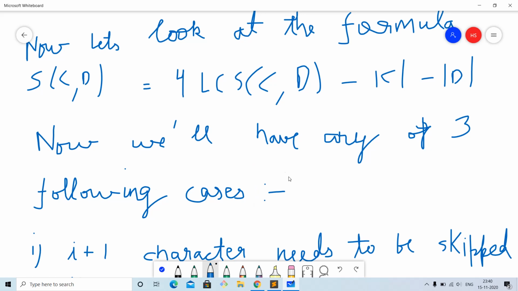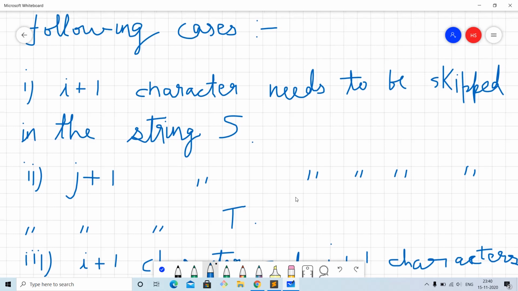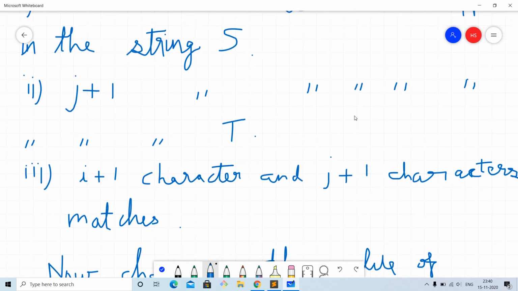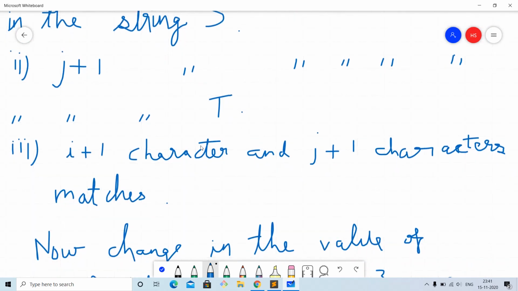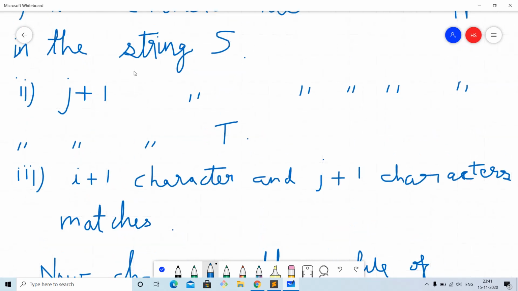Either we skip the i plus 1th character in the string s, and I told you already what that means. Also, it can mean that we need to skip the j plus 1th character in the string t. Or, as in the longest common subsequence problem, the i plus 1th character and the j plus 1th character match. So when they match, what will happen, and also what will happen in the first and second cases?